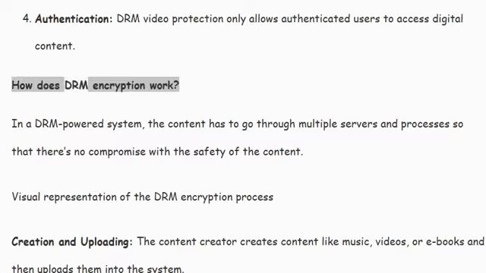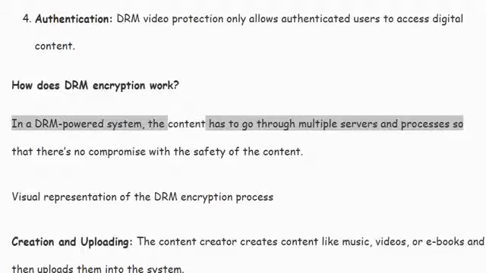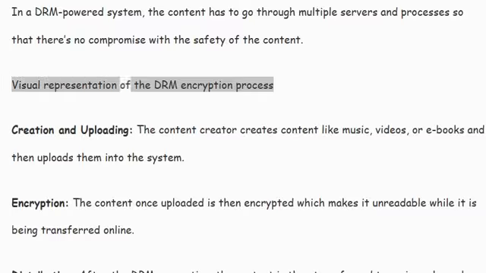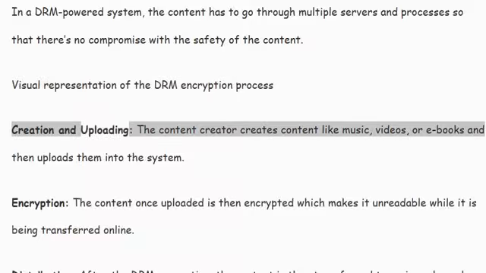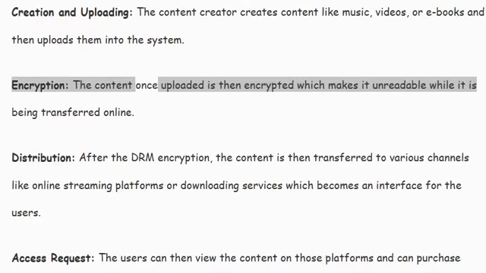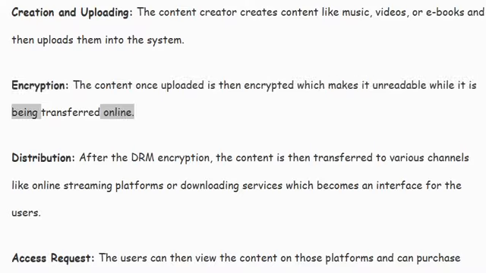How does DRM encryption work? In a DRM-powered system, the content has to go through multiple servers and processes so that there's no compromise with the safety of the content. Visual representation of the DRM encryption process. Creation and uploading. The content creator creates content like music, videos, or ebooks and then uploads them into the system. Encryption. The content once uploaded is then encrypted, which makes it unreadable while it is being transferred online.